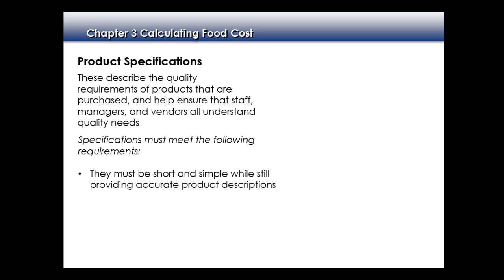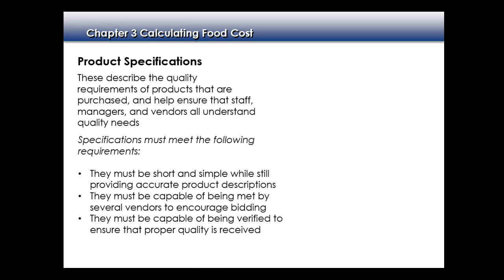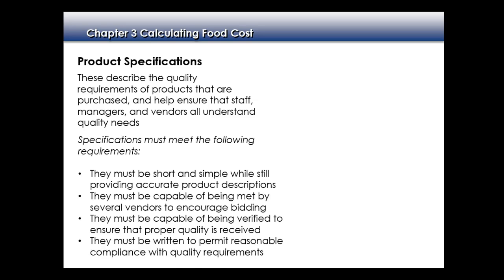So specifications should be short and simple while still providing an accurate product description. They must be capable of being met by several vendors to encourage bidding. Now, sometimes that's not going to happen if you have a very specific item. They might only be carried by one vendor. You won't have that kind of bidding power. And they should be able to be verified to ensure that proper quality is received. And they should be written to permit reasonable compliance with quality requirements. Man, those last few were hard to read.